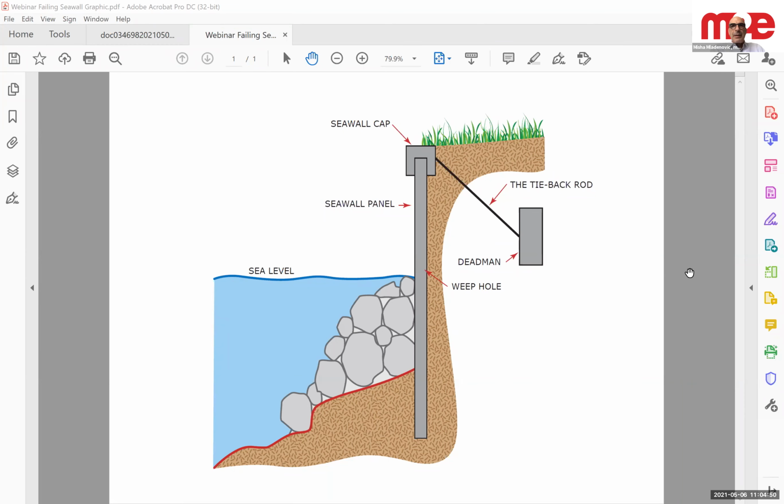A seawall is a wall that protects you from the sea. In essence, it is both a component that prevents the soil from washing into the sea and prevents the sea from coming to the other side of the wall. The wall typically has two essential components, which is the seawall panel.